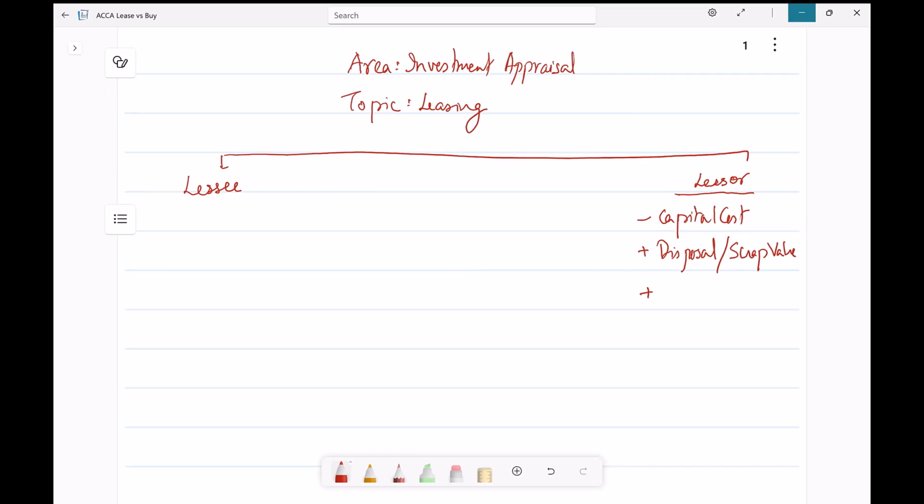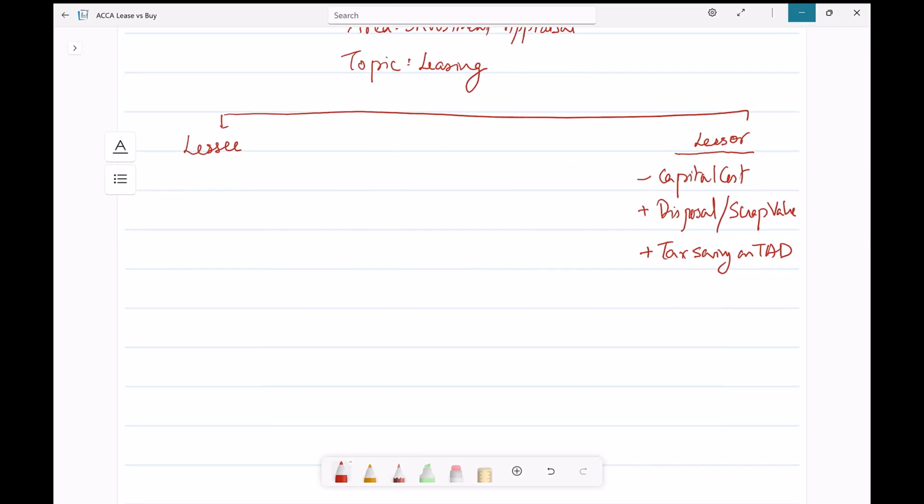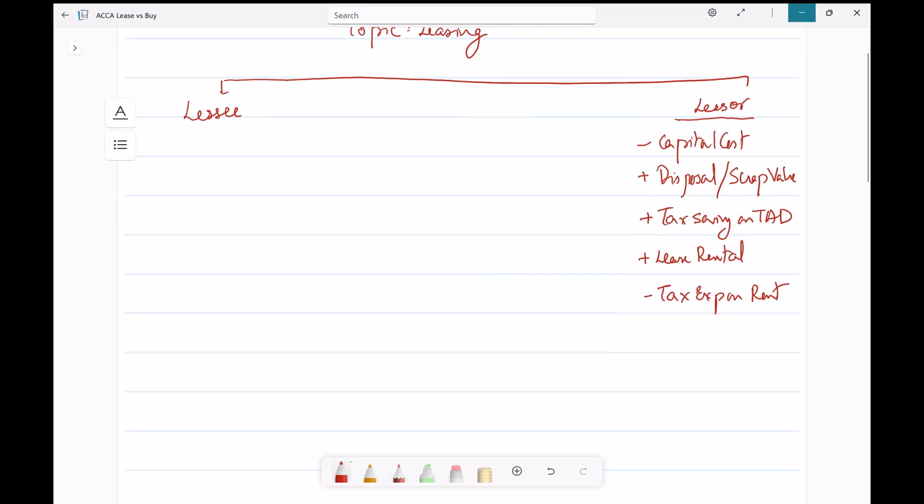And on that asset, since the asset belongs to him, he is going to have the tax savings or the tax benefit on tax allowable depreciation, TAD. He's going to receive the rental income, so he's going to have the lease rental receipts, and on that lease rental receipt, it's an income, so he's going to incur the tax expense on the rent. The asset belongs to him, he'll be maintaining the asset, and for that he is going to incur the maintenance cost.